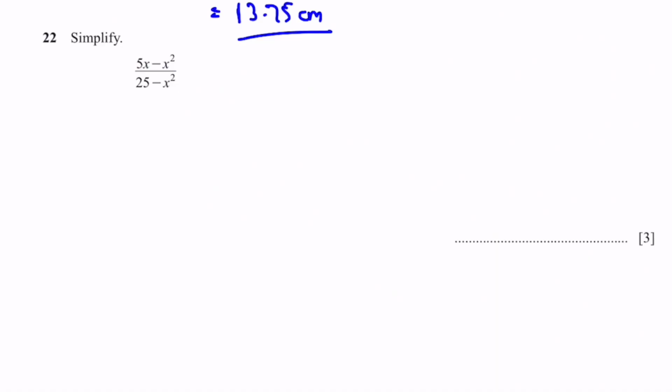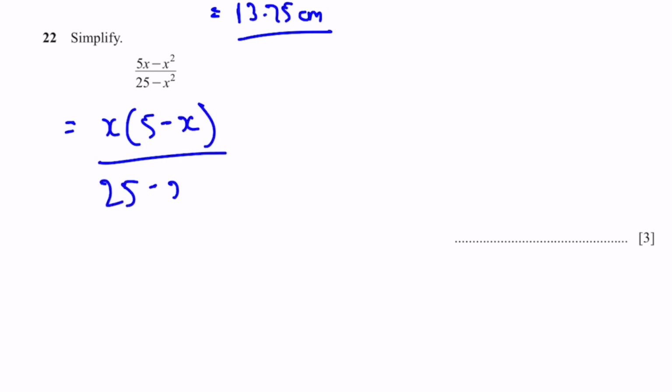Question 22. Simplify (5x minus x squared) by (25 minus x squared). First thing we can do is factorize the top half. So this can be written as x into (5 minus x) by 25 minus x squared. 25 can also be written as 5 squared, so you can write it over here.